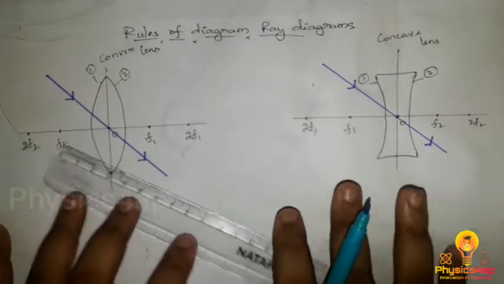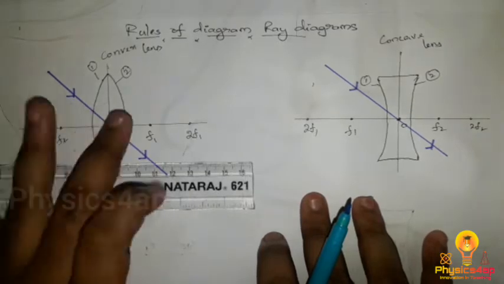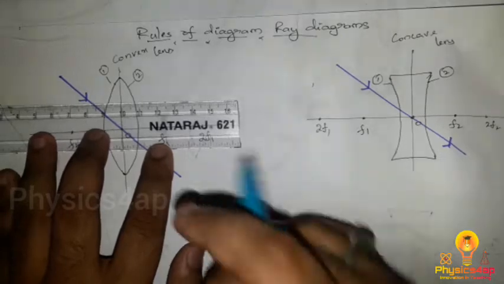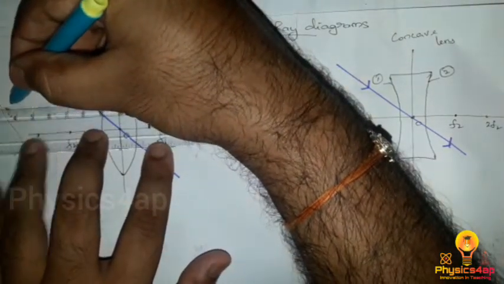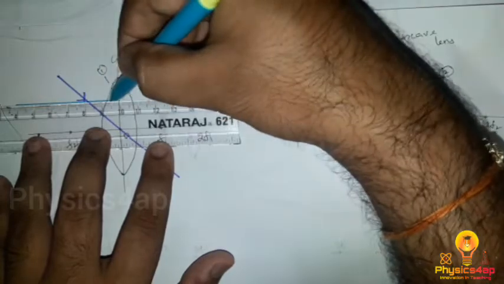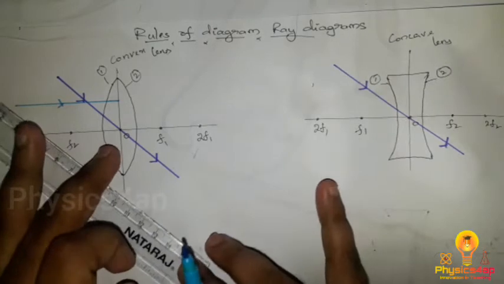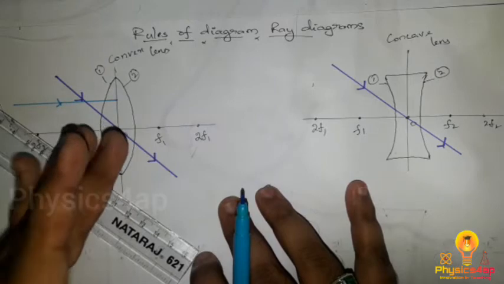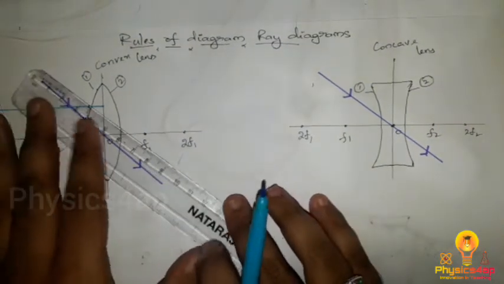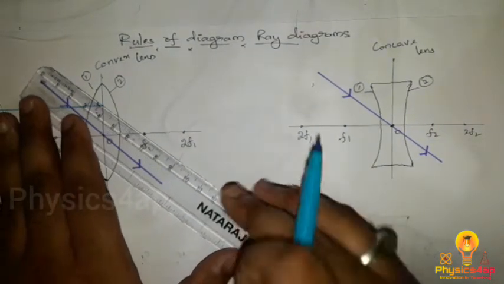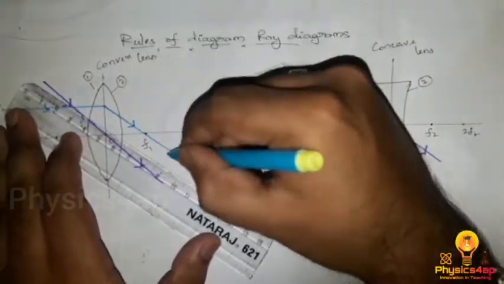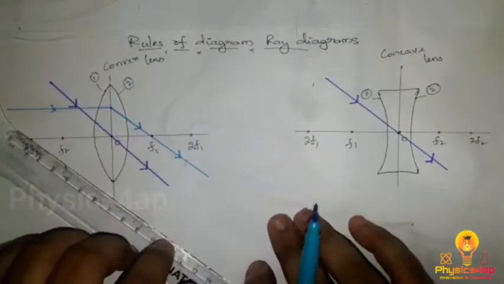The second rule is when a ray passes parallel to the principal axis. This is the light ray which passes parallel to the principal axis. In a convex lens, as it is a converging lens, when it passes parallel to the principal axis, it converges and meets at the focus. That means it passes through the focus point.